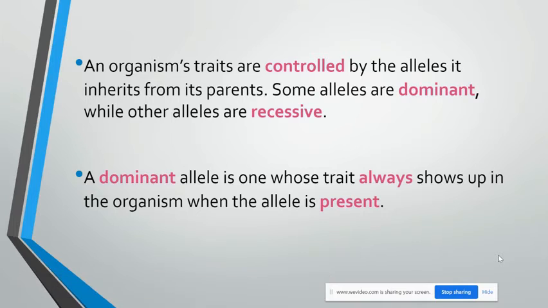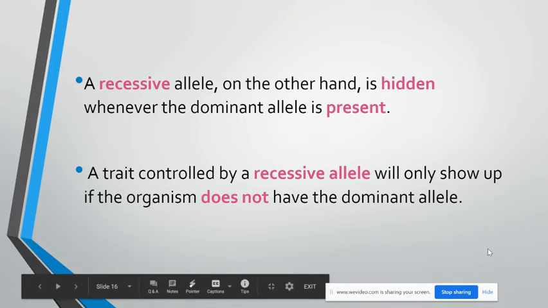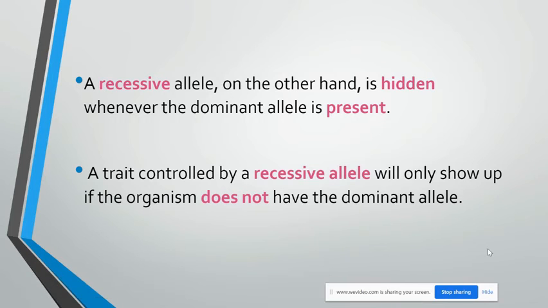So an organism's traits are controlled by the alleles it inherits from its parents. So some of these alleles are dominant while others are recessive. So that dominant allele is the one whose trait always shows up in the organism when that allele is present. So this is the one that masks or hides that other factor. And then a recessive allele is the one that's hidden whenever a dominant allele is present. So traits controlled by a recessive allele only show up if the organism doesn't have a dominant allele.